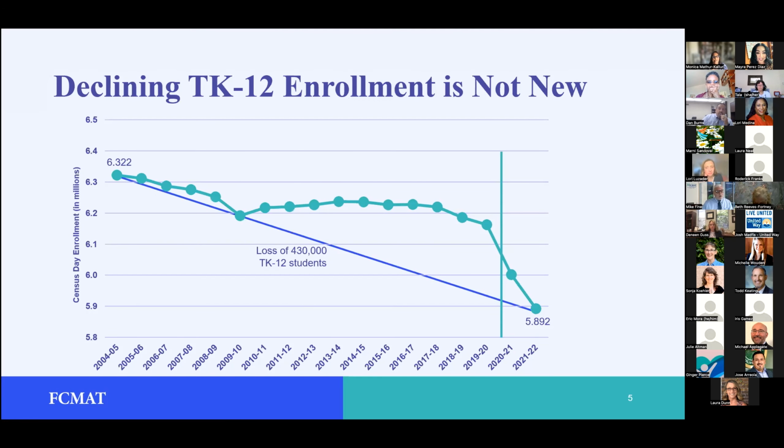So declining enrollment in TK-12, transitional kindergarten through 12th grade, is not new. You can see where we've been since 04-05. We're a decade and a half into this. We've lost almost 500,000 kids in that period of time. And for a good period of that time, as you can see in the data, we were relatively flat between 10-11, coming out of the last recession, into approaching the year before the pandemic in 18-19. That vertical line that you see there is the pandemic. So that's March of 20.